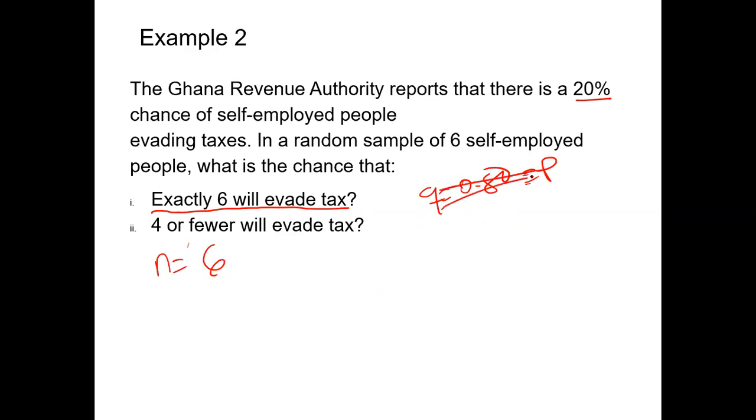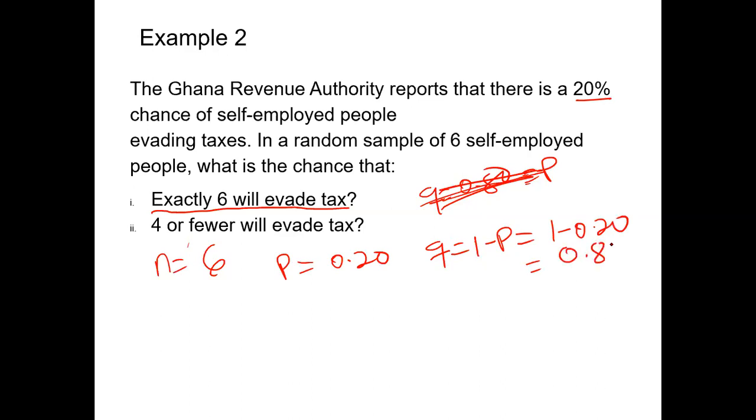All right, now the number of trials is 6, right? Then the probability of success is 0.20. Obviously, the probability of failure will be 1 minus P, which is 1 minus 0.20. Then we have 0.80. Okay.